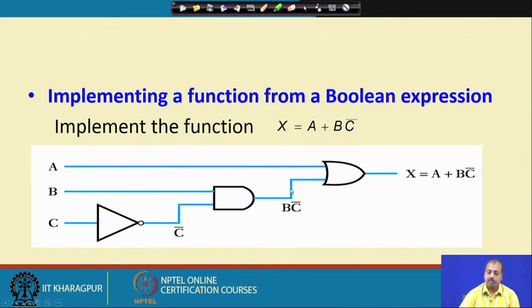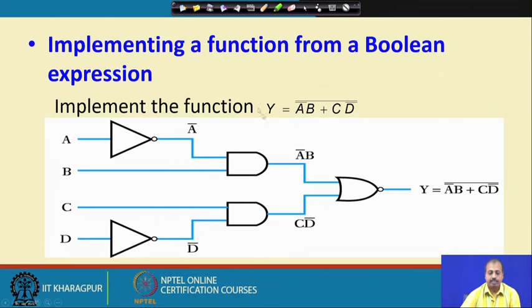Now, how do you get B C bar? For getting B C bar, you have to do B and C bar, so you need an AND gate, where one input is B and another input is C bar. Here you get B C bar. B we already have because B is a primary input to the circuit, and to get C bar, we start with C and put an inverter on it, and from this C we get C bar. That way this circuit can implement the Boolean expression A plus B C bar. This is how Boolean expressions are implemented.